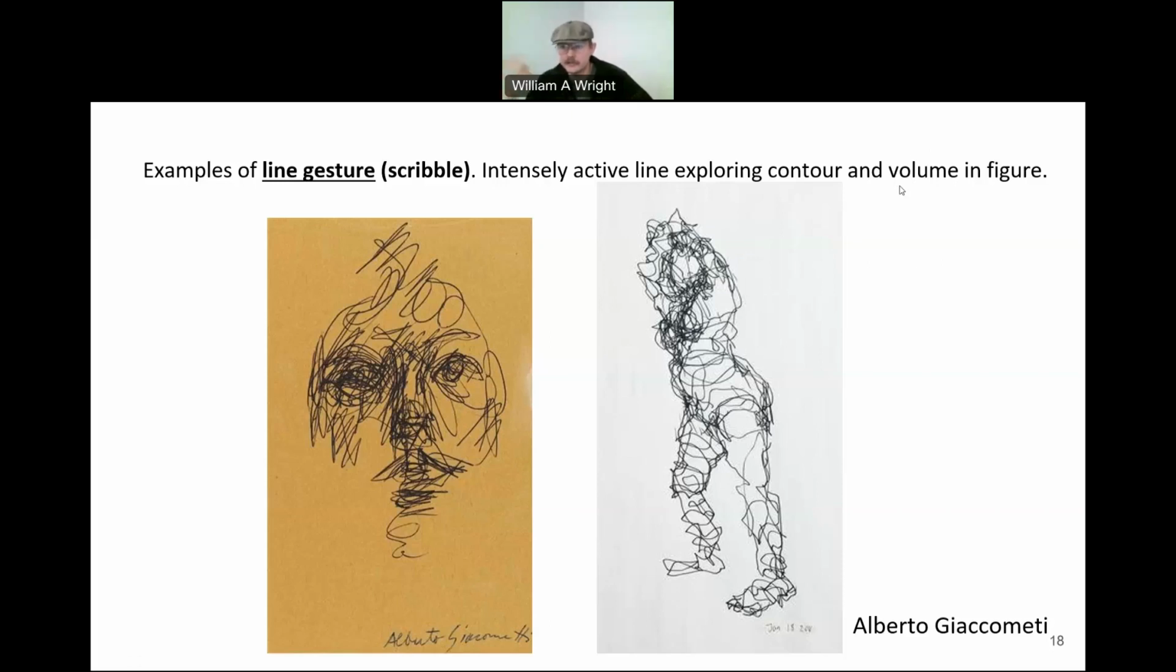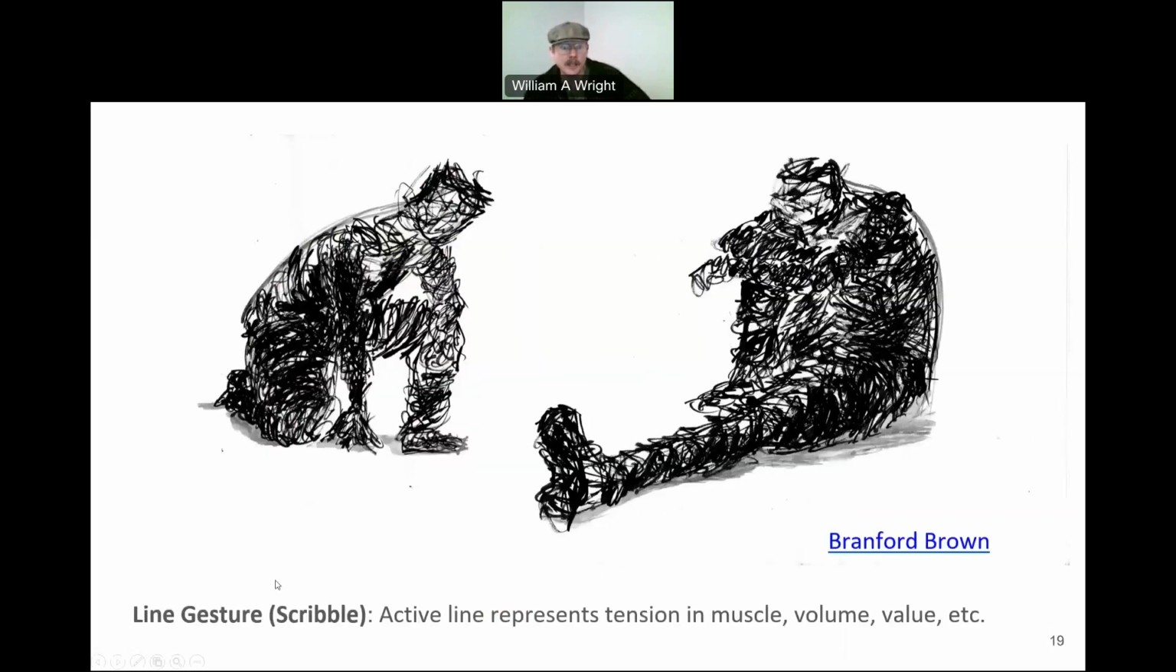So 3D-ness, pose, weight, values create that, the direction, creating lines that follow the shape. If it's curving towards you, curve the line towards you, all that kind of stuff. That is a line gesture. It is an active line. It represents tension in muscles, volume, value. The values, again, if there's like a dark side, there should be a lot of lines. If there's a light side, there should be fewer lines, but there should not just be an outline anywhere. That's not what a line gesture is. It should be very filled in, very full.